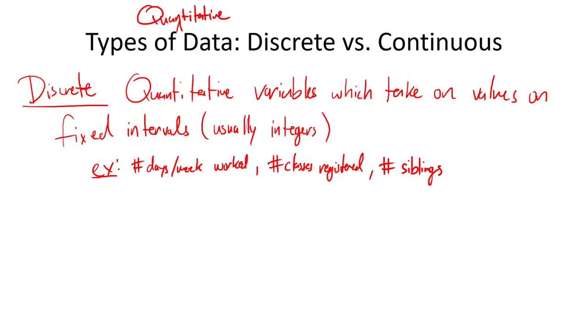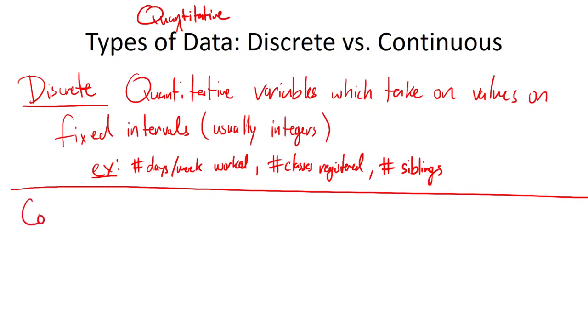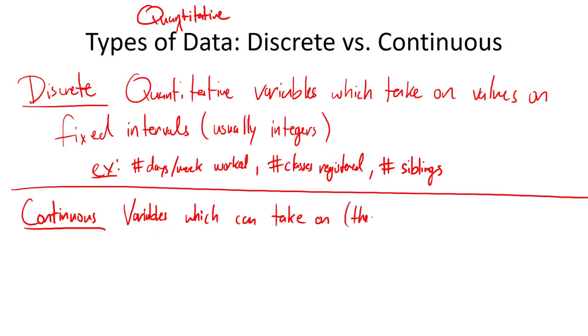Anything else? You guys kind of get the point, right? Okay. So that's discrete. That's in contrast to continuous random variables. And again, we're talking about quantitative variables here. These are variables which can take on infinitely many values. And I'll put in here theoretically, because obviously we have to round or we can only measure so precisely.